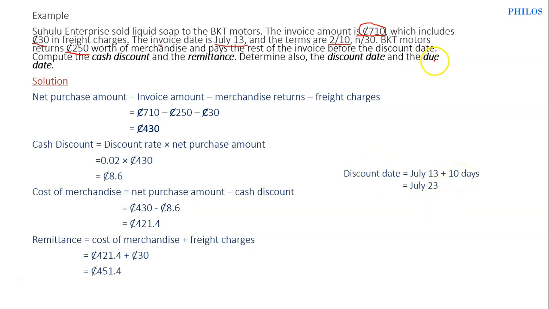And then the next question says we should find the due date. So to get the due date, you add this 30 to 13. So 30 plus 13 will give you 43. Now, July has how many days? 31 days, isn't it? So let's take out that 31 from 43. We'll be left with 12, isn't it? And which month follows July? The month that follows July is August. So that means 12 August. So due date is July 13 plus 30 days, and that will give us August 12.